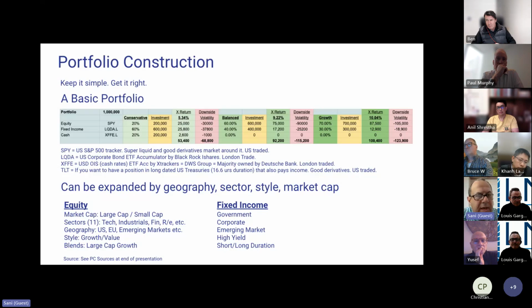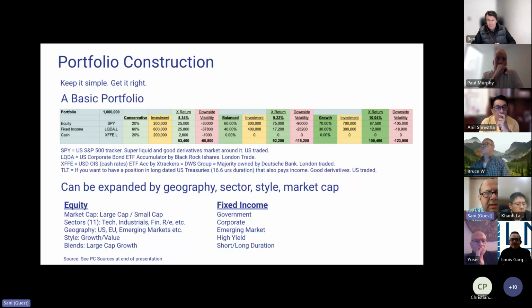You can go large cap, small cap, meaning the size in the market of that company. You can do sectors. There are 11 sectors, but I just put some examples, like technology, industrials, and financials, which means banks, real estate, etc., healthcare, and so on. You can also look at different geographies: US, Europe, emerging markets, etc. Style, which I mentioned before: growth versus value, and blends of all of the above.